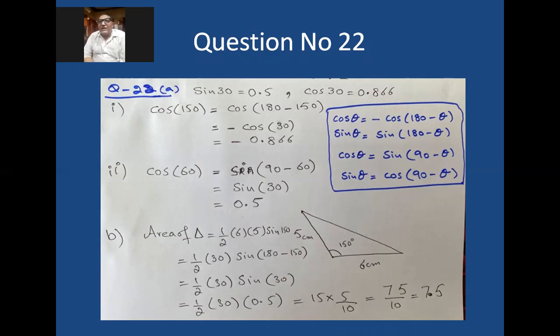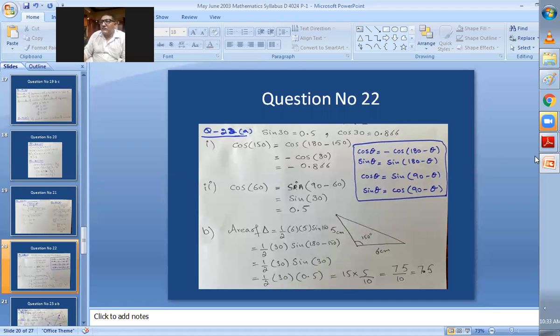So I will have 1/2 into 30 into 0.5, and it will be 15 into 0.5. So it will be 15 multiplied by 5 divided by 10, that will be 7.5. So the area will be 7.5. This is how you will do the question. That will be question number 22. Hopefully you have understood. It's a very important question, a very important concept, so don't forget this.